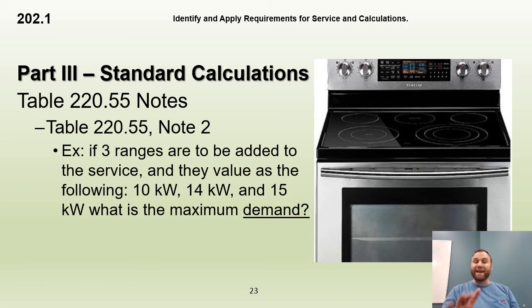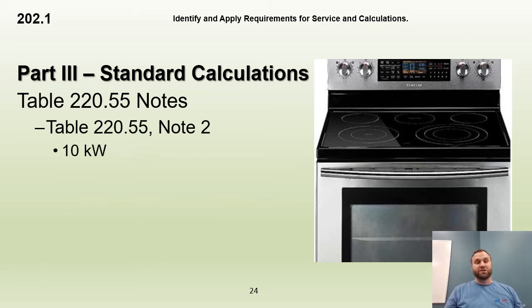But wait, I can't just add 10. Remember what it said in the earlier slide. It said if it's less than 12, then I need to boost that up to 12 before I do any averaging. I need to consider my 10 kW range as 12. So that 10 kW range, before I can average it in, I have to increase it up to 12 kW. So it's 12 kW for that range, no longer 10. That's only in my calculations.